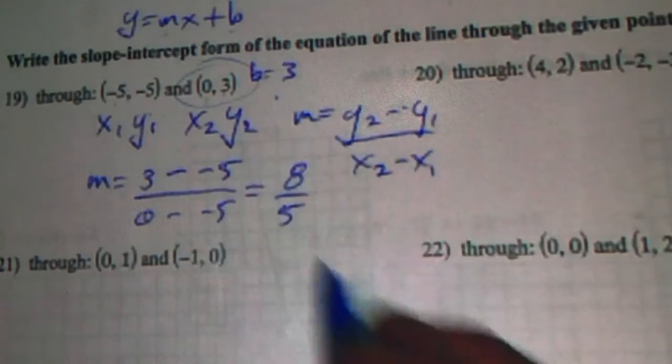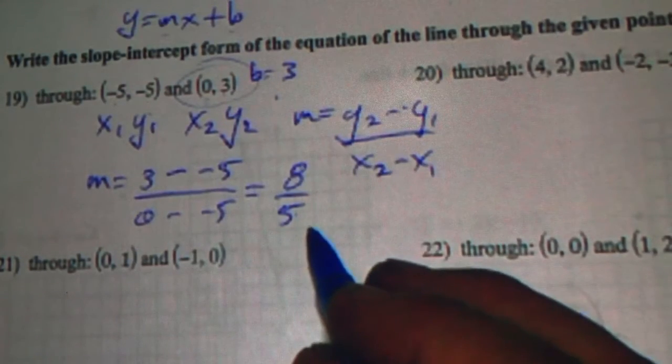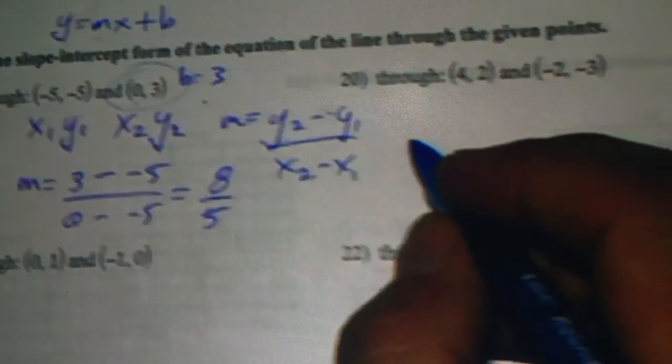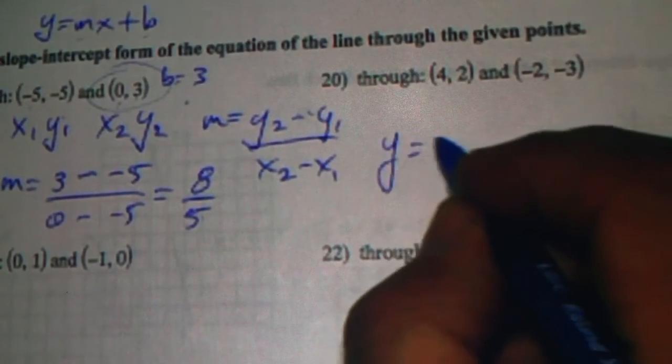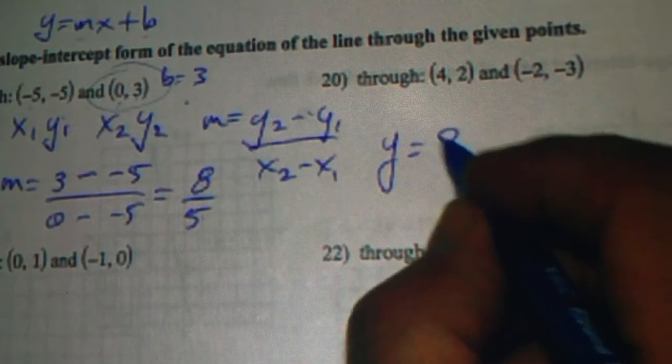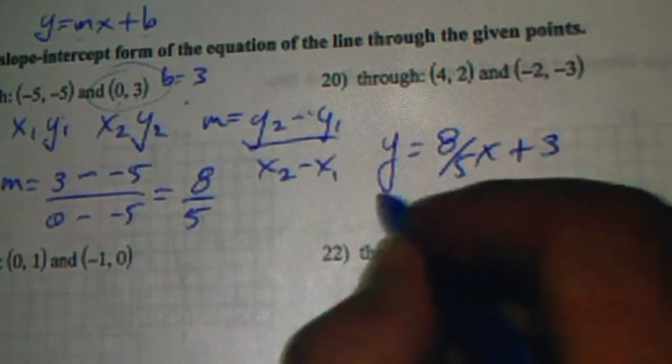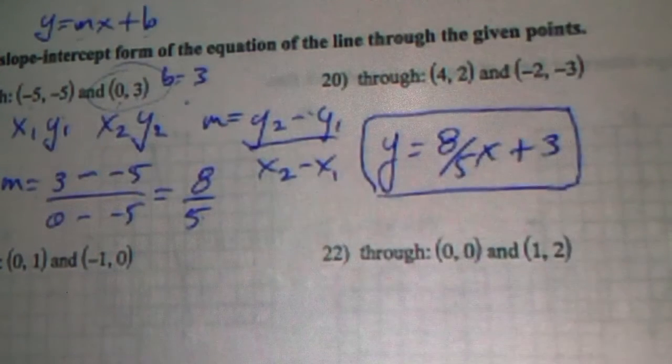We have our b, we have our m, and we're ready to answer this question. Simply y equals mx plus b, right? Y equals mx plus b, with m as 8 over 5, x plus b, which is 3. And that's it. We're done.